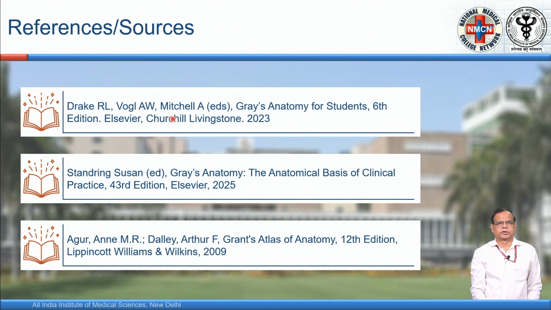You should study this topic from Gray's Anatomy for Students, 6th edition, the original Gray's Anatomy, 43rd edition, and Grant's Atlas of Anatomy, 12th edition.